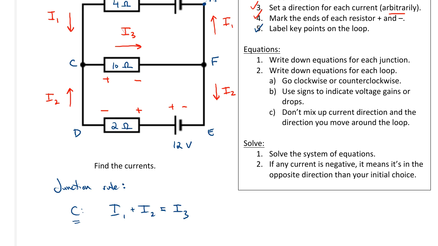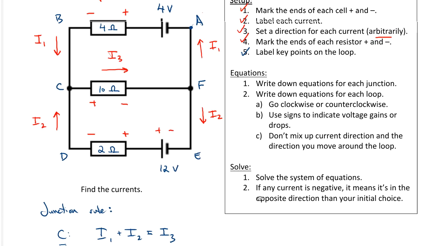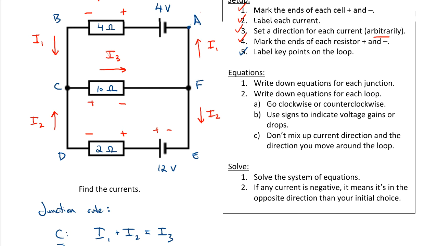Now I have to apply the loop rule. So to do that, I'm going to pick a point and I'm going to go either clockwise or counterclockwise, and I'm going to use signs to indicate my voltage gains and drops. Let me show you what I mean. I'm going to try and squish the first one in here so that you can see it all on the screen at the same time.